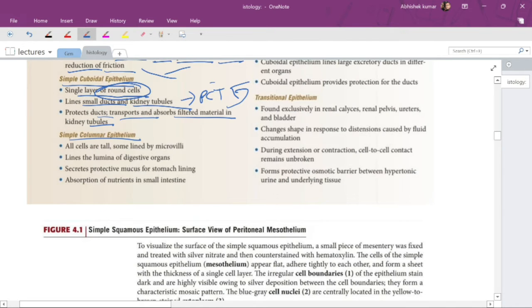Now, simple columnar epithelium: cells are tall, lined by microvilli, and line the lumina of digestive organs. Of course, so basically in the GIT tract, simple columnar epithelium is going to be found.